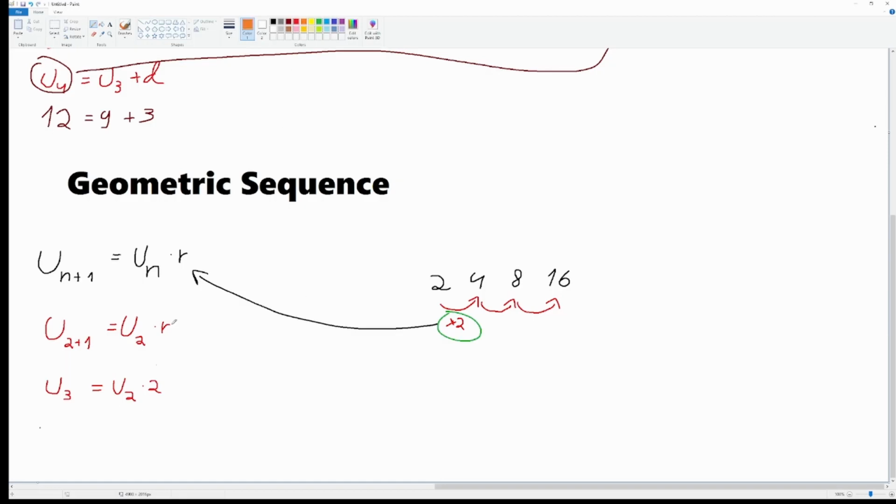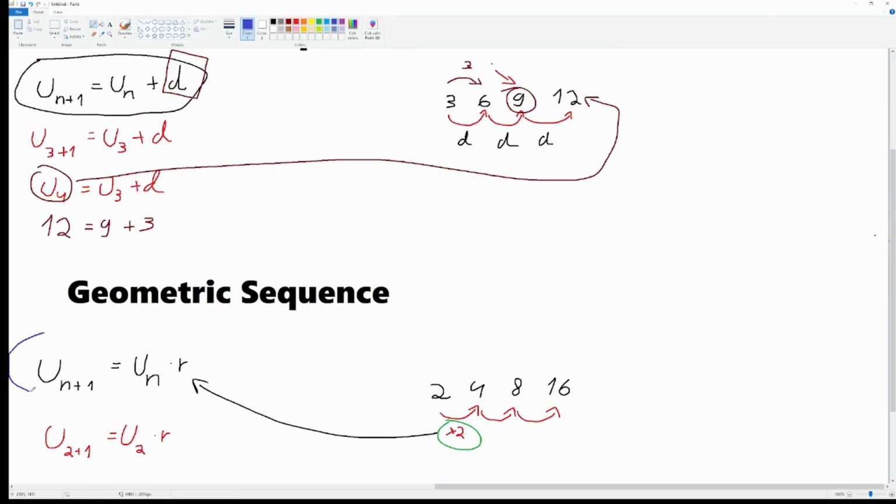So let's put it into perspective as well, that we know that our u_3 is 8, our u_2 is 4, and times 2. And as you can see clearly, that's correct. And both of these formulas, you can use to understand your next part of the sequence.